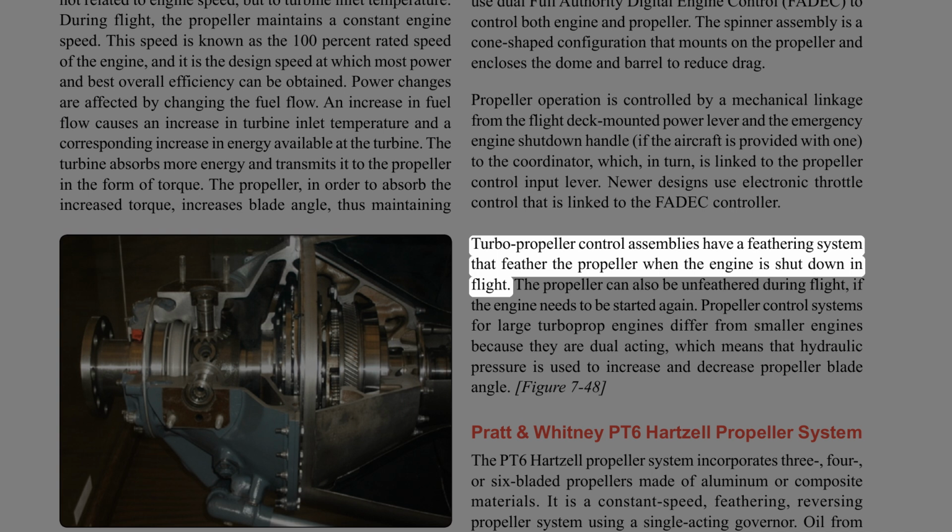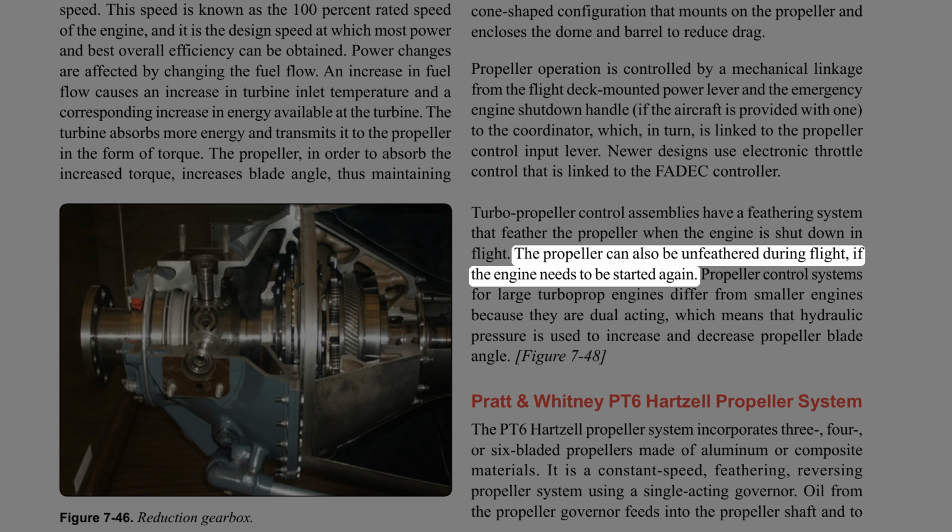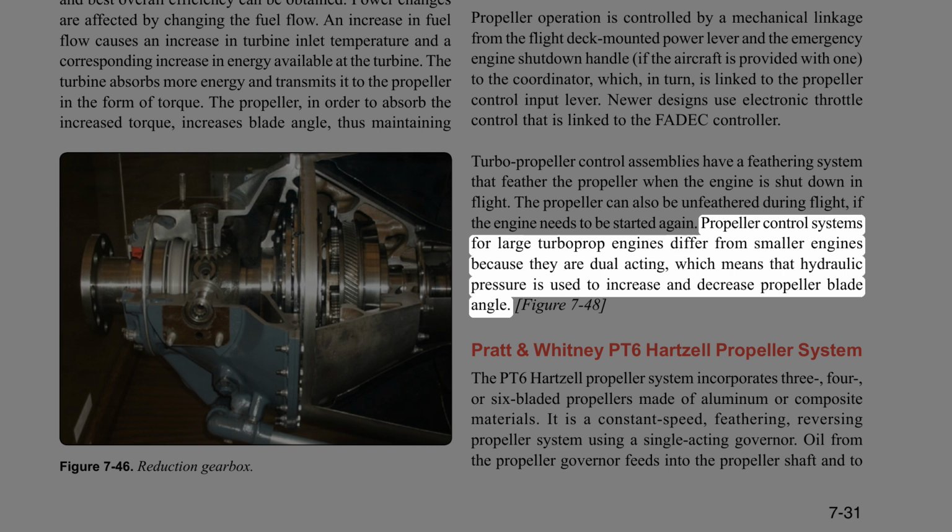Turbo-propeller control assemblies have a feathering system that feathers the propeller when the engine is shut down in flight. The propeller can also be unfeathered during flight, if the engine needs to be started again. Propeller control systems for large turboprop engines differ from smaller engines because they are dual-acting, which means that hydraulic pressure is used to increase and decrease propeller blade angle.